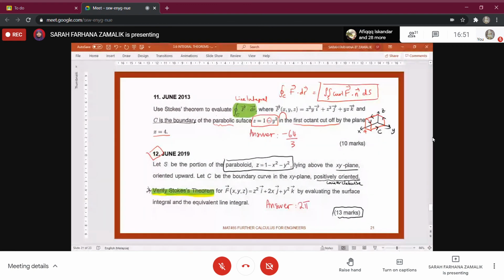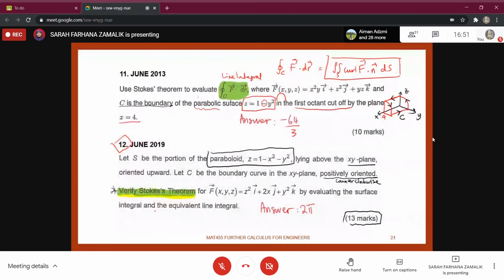Are you okay? Madam? Hmm? What is the boundary? Boundary means border. This is what it means: the boundary of the parabolic surface is the outline of your parabolic surface. Okay, can you see? Okay madam, thank you.